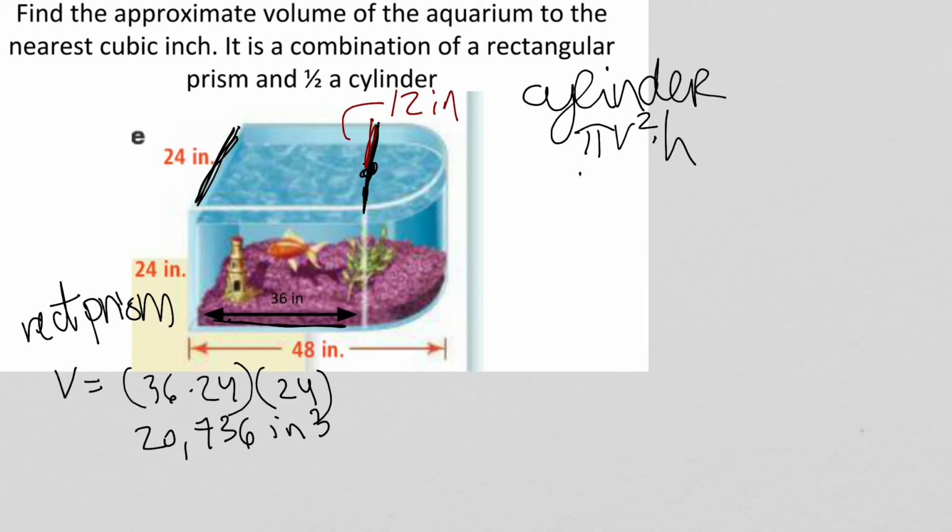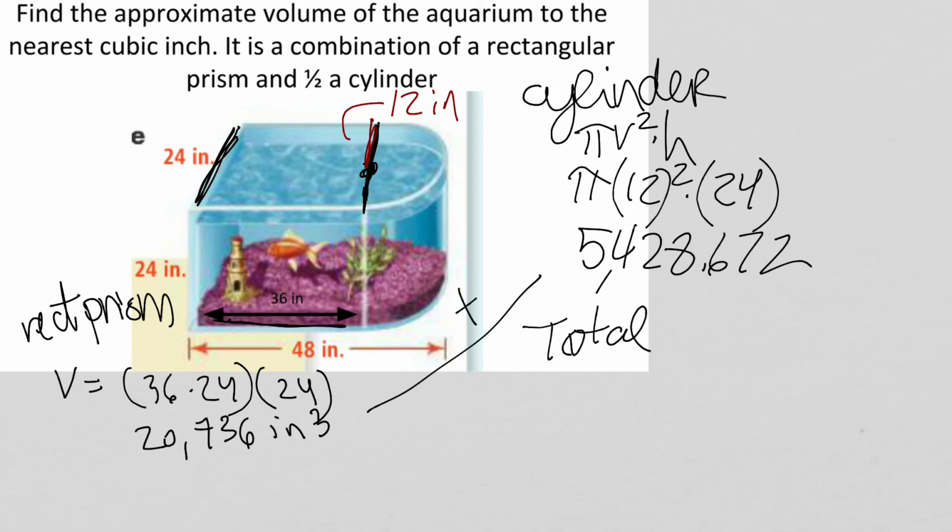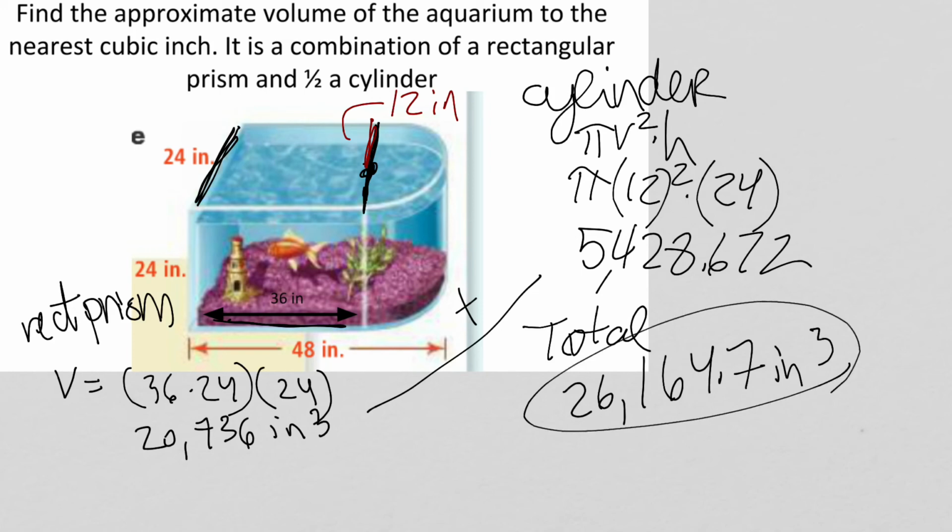All right, so let's go ahead. Pi times 12 squared, and the height of this cylinder here is 24. When you plug that in the calculator, you get about 5,428. And now I'm going to add these two together. So my total volume for this aquarium is 26,164.7 inches cubed. So hopefully you paused the video and tried it yourself to see.